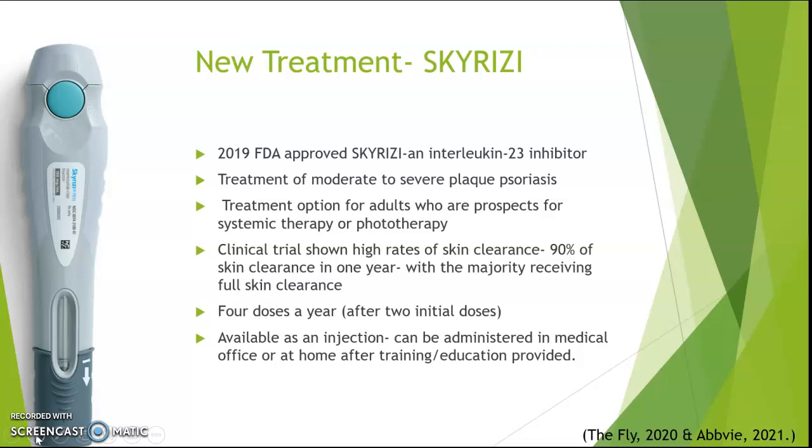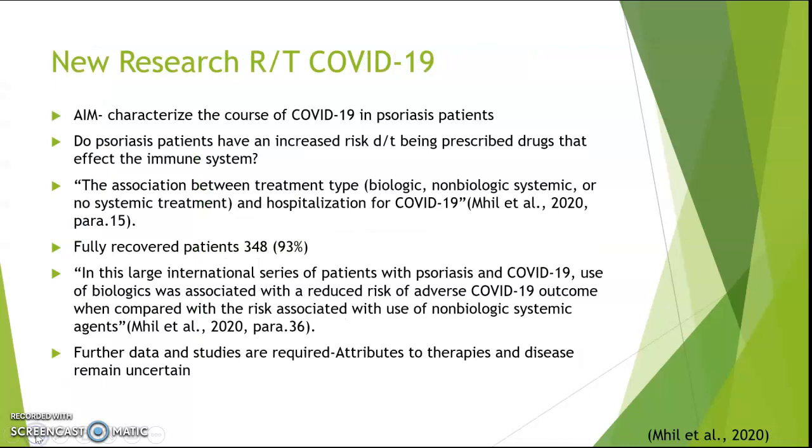The clinical trials have shown high rates of skin clearance, 90% of skin clearance in the first year, and the majority of patients receiving full skin clearance. This treatment is available via injection. 4 doses a year are needed. 2 initial doses are required. This treatment option can be administered in a medical office or by the patient at home after education has been provided on how to administer.